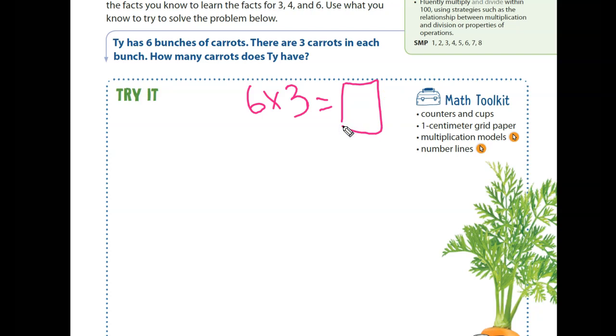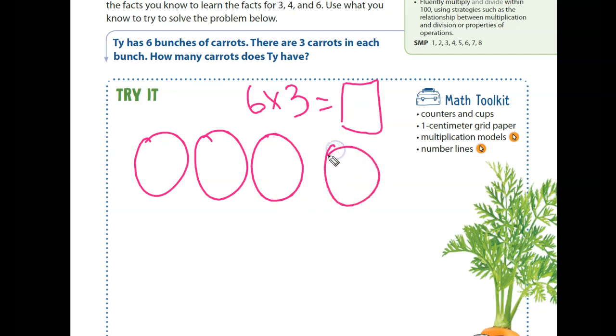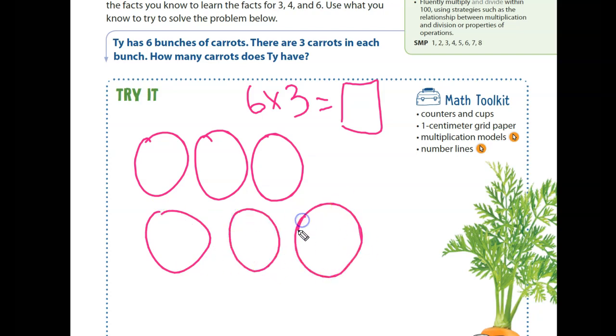If I'm going to use 6 bunches of carrots with 3 each, probably the best strategy that I could possibly use is groups, equal groups. So how many bunches are there? 6, right? And how many carrots in each bunch?